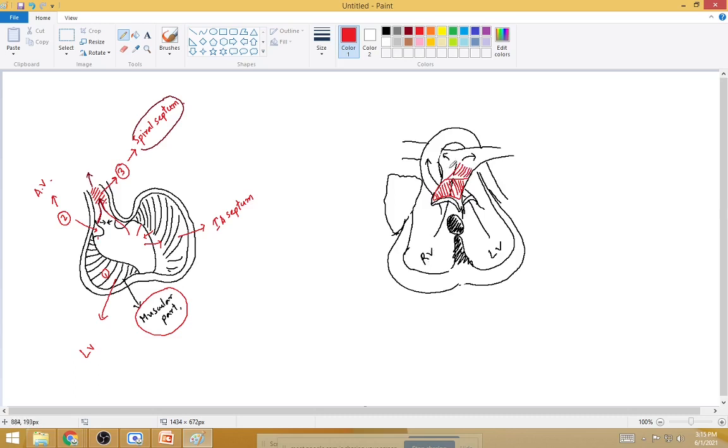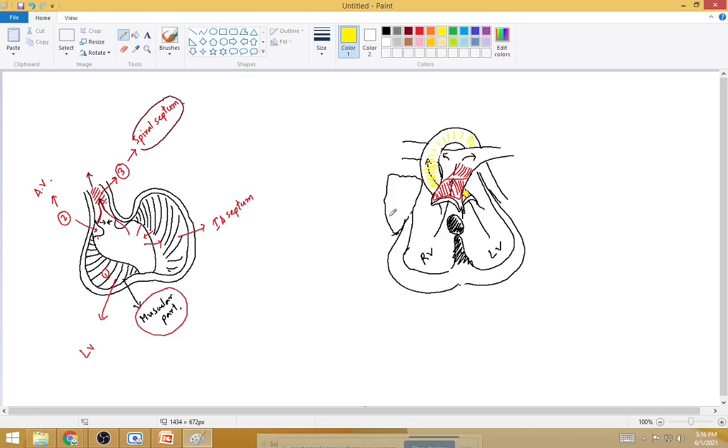Okay. After that, again, it is coming to the anterior. For the aorta, first this part is lying posteriorly. After that, it is going to the right. Then it is again going posteriorly.